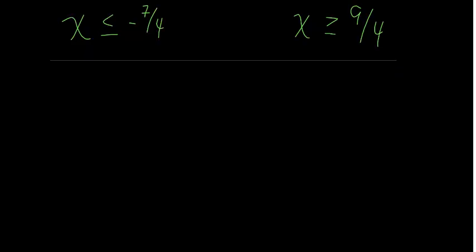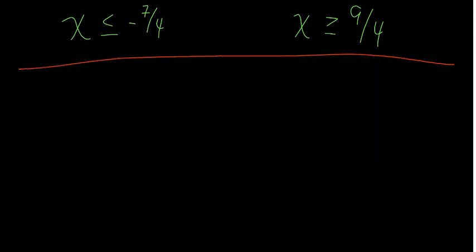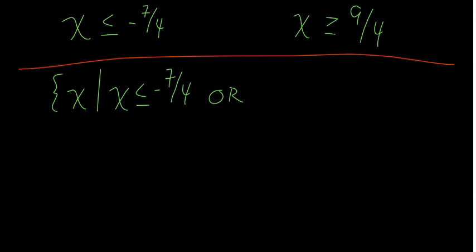So set builder notation, let's do the thing where I just drew a line underneath it. Set builder notation, again, super easy. I'm going to do my little squiggle, x such that, well, what should x be? x is going to be less than or equal to negative 7/4, or it's going to be greater than or equal to positive 9/4.